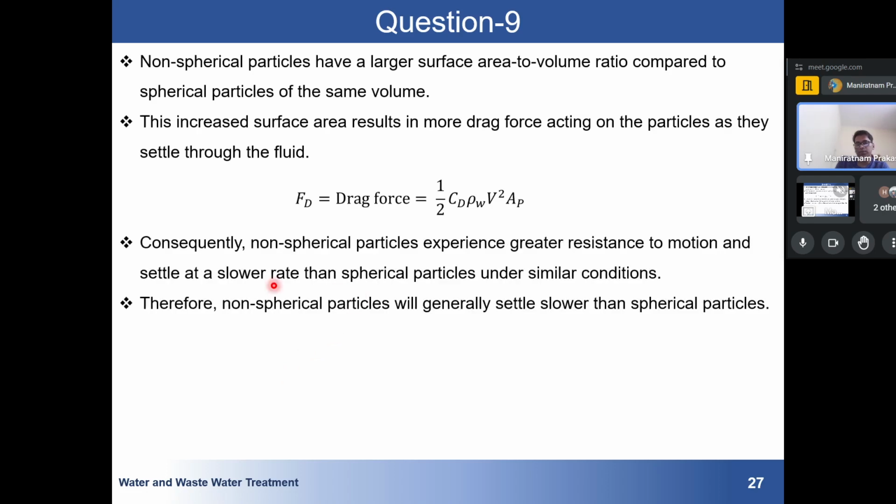So as discussed, a non-spherical particle will generally settle lower than a spherical particle. Hence, the correct option is A. Till now, there are total 10 questions, and I have covered 9 questions. I am going to the last question. Till now, if you have any kind of doubt or question, please ask, or I will move to the next question.